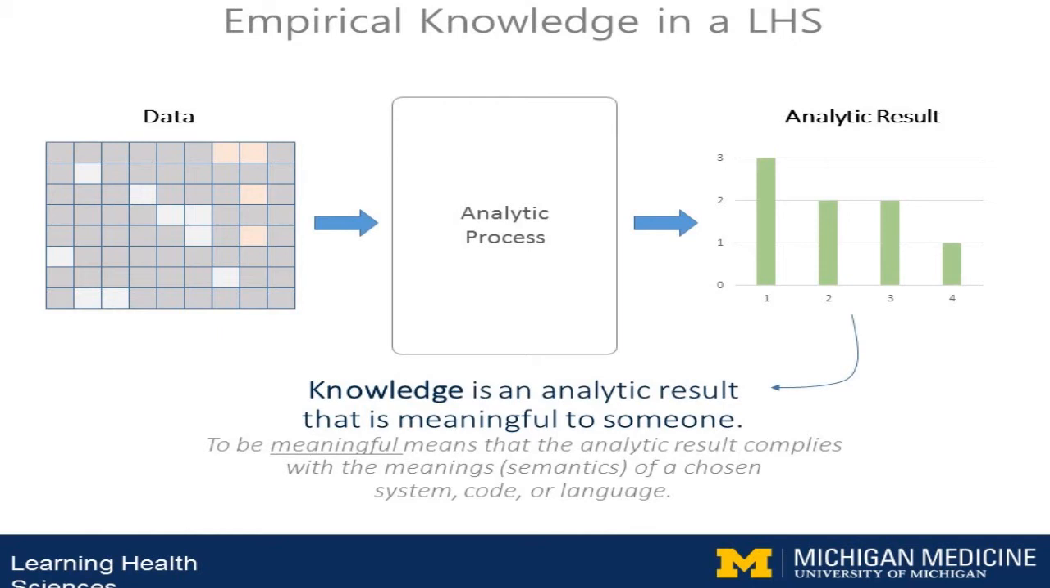So, we need a definition of knowledge in order to progress this talk about the knowledge grid. And so here's our definition of knowledge. Our definition is that knowledge is an analytic result that is meaningful to someone. Okay, so again, we're empiricists here. We're thinking about you analyze a data set, somehow you get a result. And if that result is meaningful, meaning that it complies with some semantics of someone, that someone can understand this result and explain it, we call that knowledge.